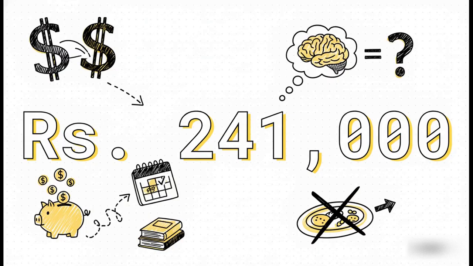Okay, the total economic cost is 241,000 rupees. Let's walk through how we got there. The implicit costs are actually pretty straightforward.